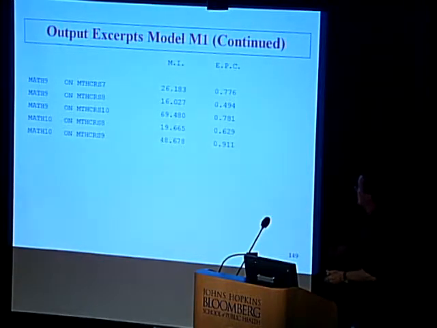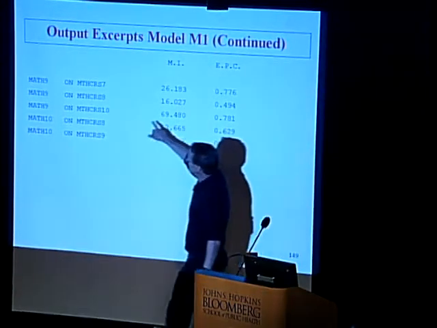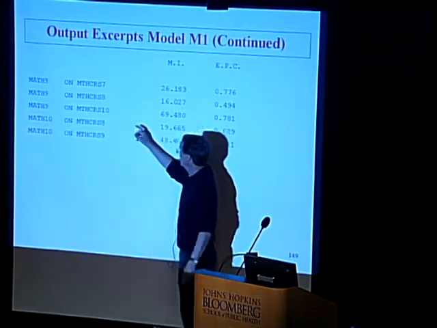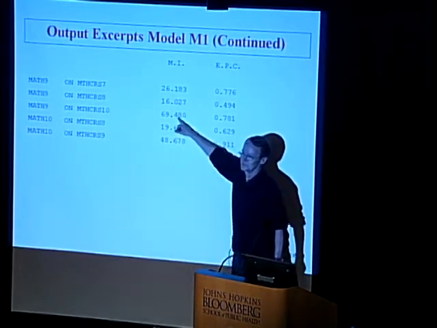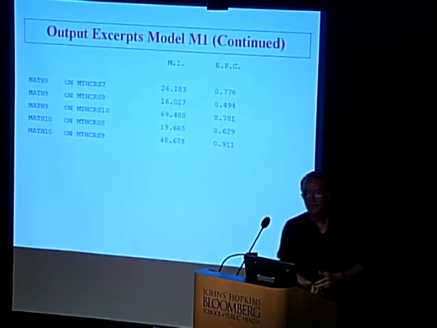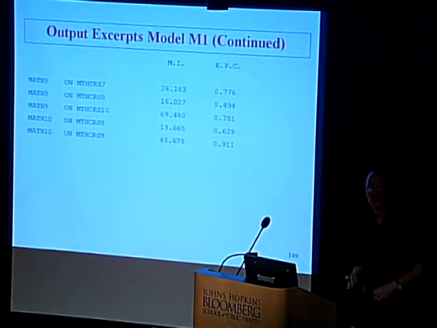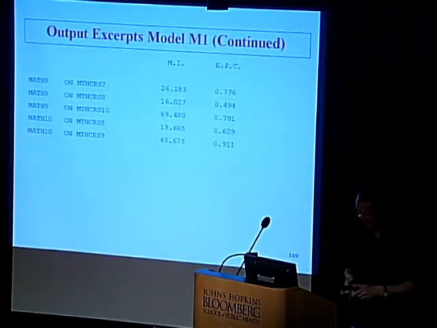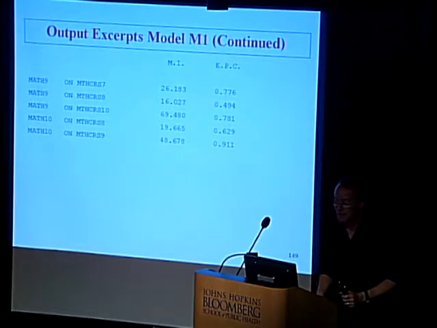And again, modification indices should not be followed blindly. For instance, here, the math performance in grade 9 seems to depend on course taken in grade 10. So don't take it too seriously. The courses you're going to take in grade 10 influence how well you do in grade 9. That's sort of ESP or interesting. So you have to think about what makes sense.